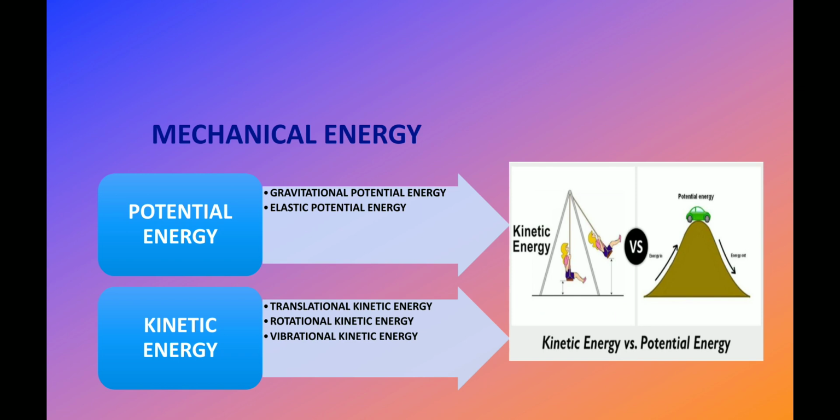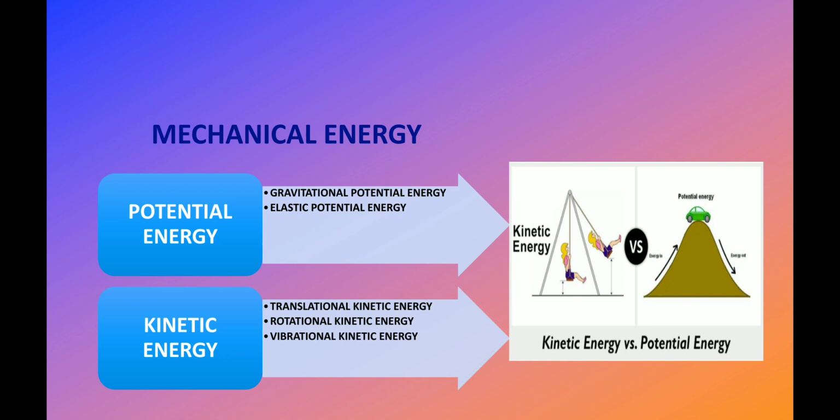As per the definition of potential energy, it is the energy possessed by a body by virtue of its changed position or changed configuration. And hence, there are two kinds of potential energy: gravitational potential energy and elastic potential energy. Gravitational potential energy is due to changed position of the object, while elastic potential energy is due to the changed configuration of the object.